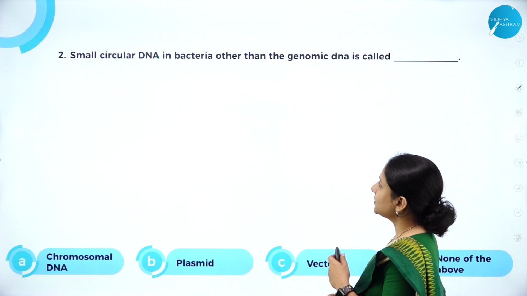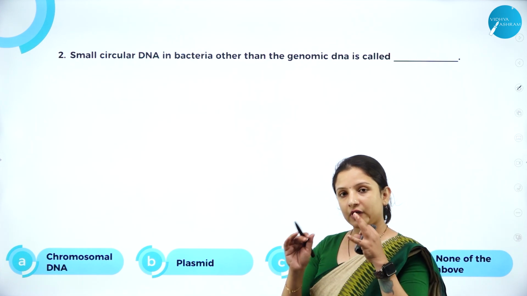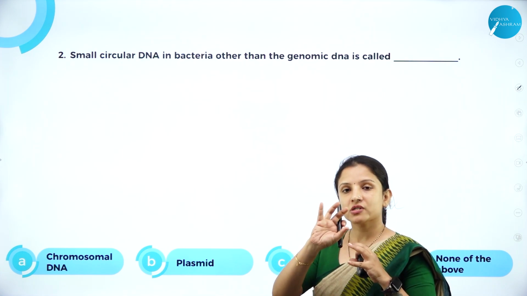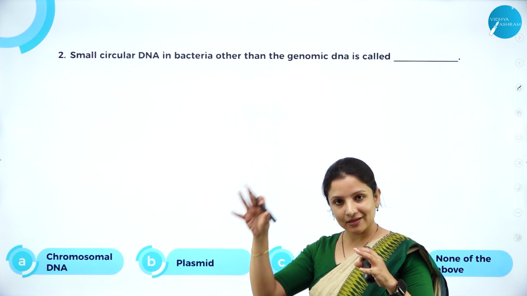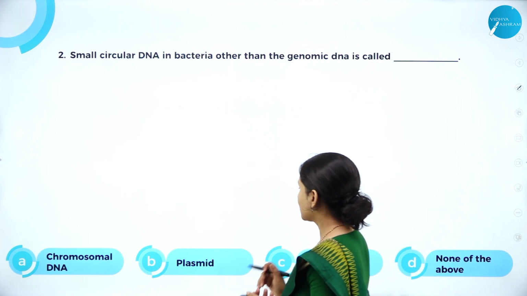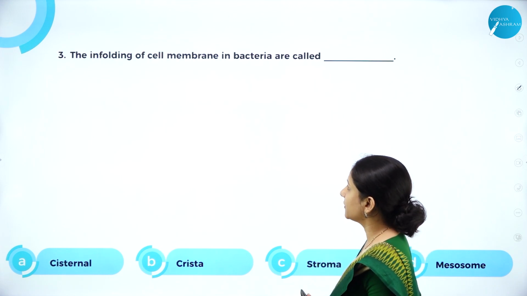Next question. Small circular DNA in bacteria other than the genomic DNA. So we know that bacteria have their own genomic DNA which is naked, and apart from having the genomic DNA in their cytoplasm, they have small circular DNA. What is it called? It is called as plasmid. Option B is the right answer here.